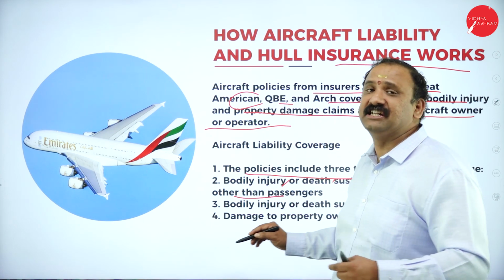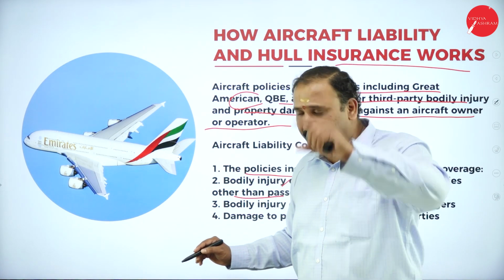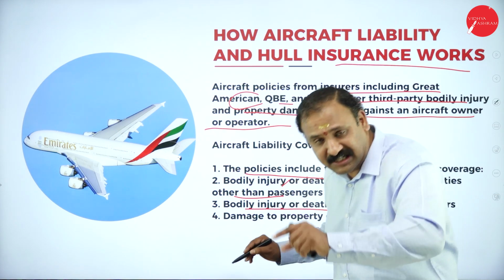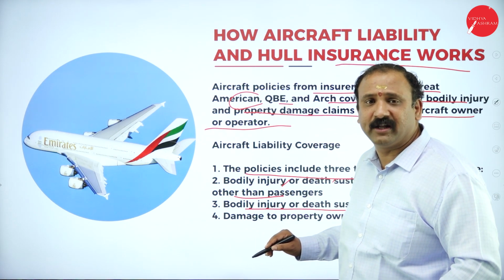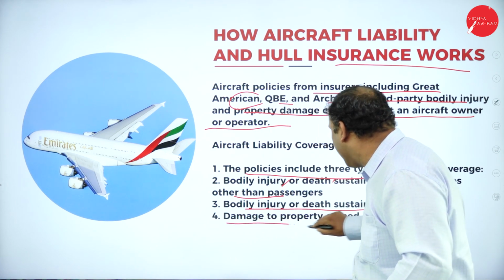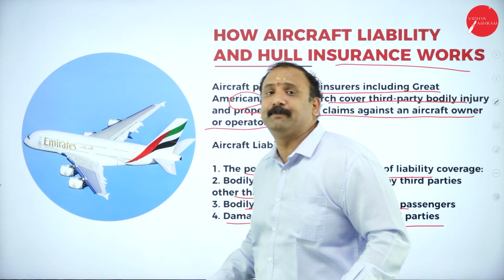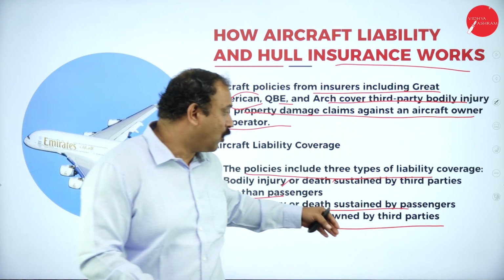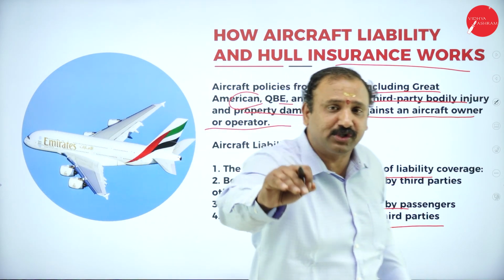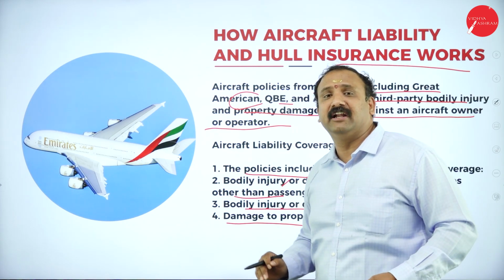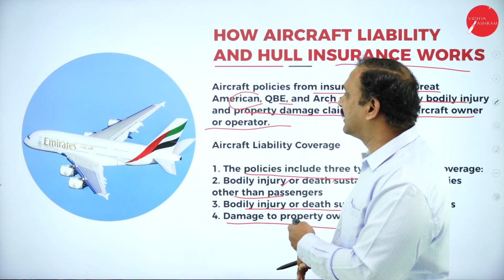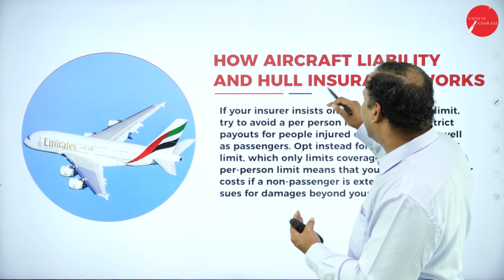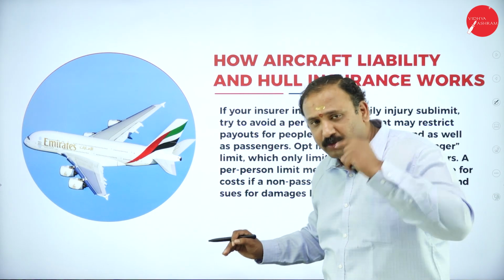Other than the passengers, so the pilots and the cabin crew. Now, bodily injury or death sustained by the passengers. Passengers are also included in the coverage, followed by damage to the property owned by third parties. So if there is going to be damage to property owned by a third party, that is also going to be covered in this particular coverage, followed by how the aircraft liability and hull insurance work.